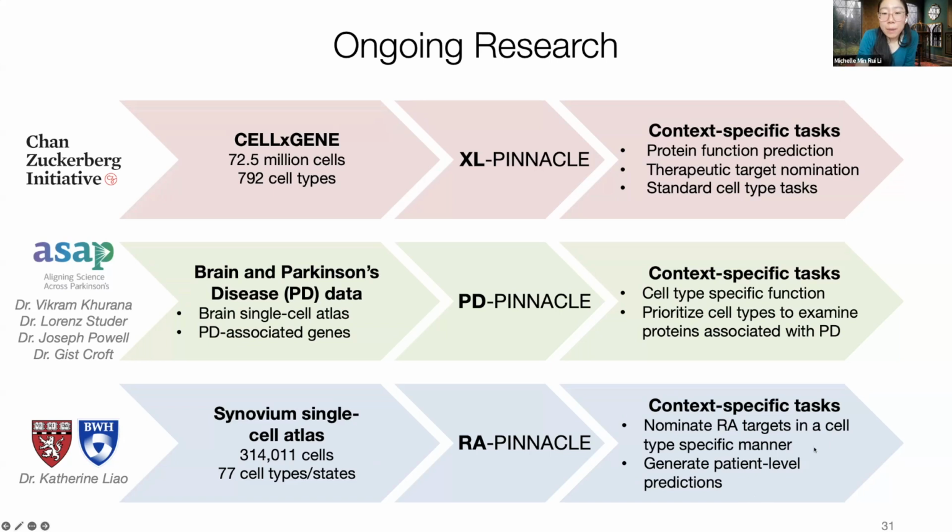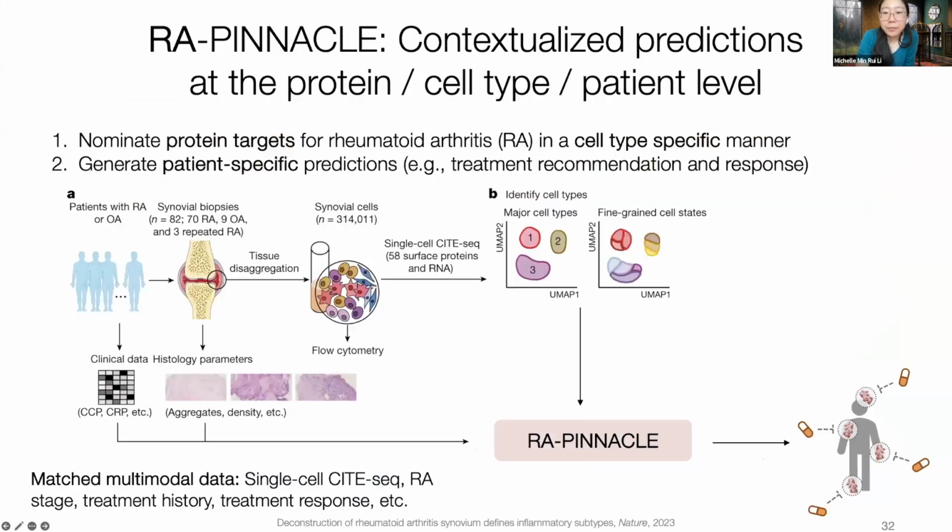So I'll tell you a little bit more about RA Pinnacle here. As you may recall, Pinnacle is trained on healthy individuals' single-cell data. So we're working on improving performance on predicting RA targets by retraining Pinnacle on this synovial single-cell atlas from patients with RA. Now, because this atlas also has matched patient single-cell data and clinical data like their RA stage, their treatment history, and treatment response, we can also extend Pinnacle to generate patient-level predictions.